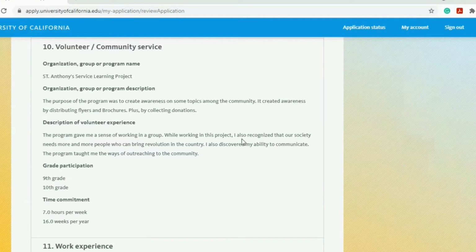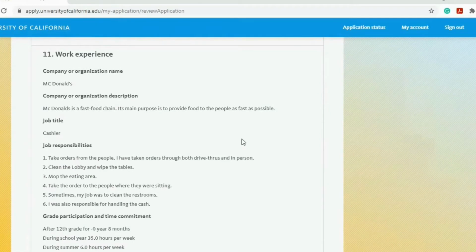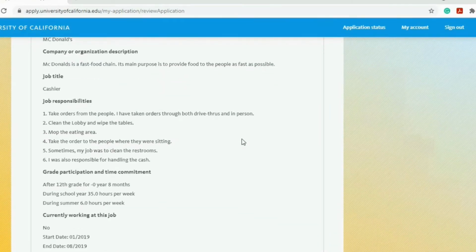Then I did service learning projects at school, and the purpose of the program was to create awareness on some topics among the community. I also created awareness by distributing flyers and brochures, plus by collecting donations. Then I have work experience because I came to the US and I had nothing to do. I was like a newborn baby in the US. So in 2018, I joined McDonald's and worked as a cashier, and my job responsibilities are on our screen.